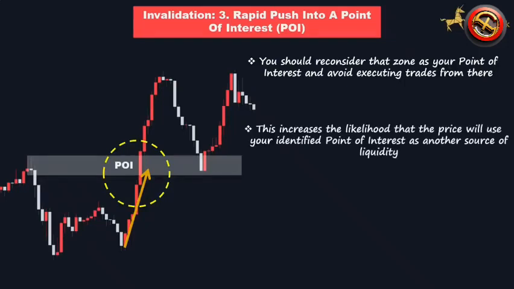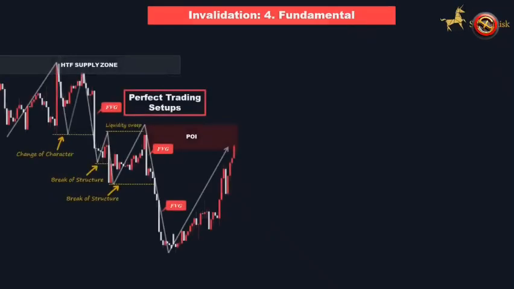This increases the likelihood that the price will use your identified point of interest as another source of liquidity. The next and last factor that can lead to invalidation is the fundamental.